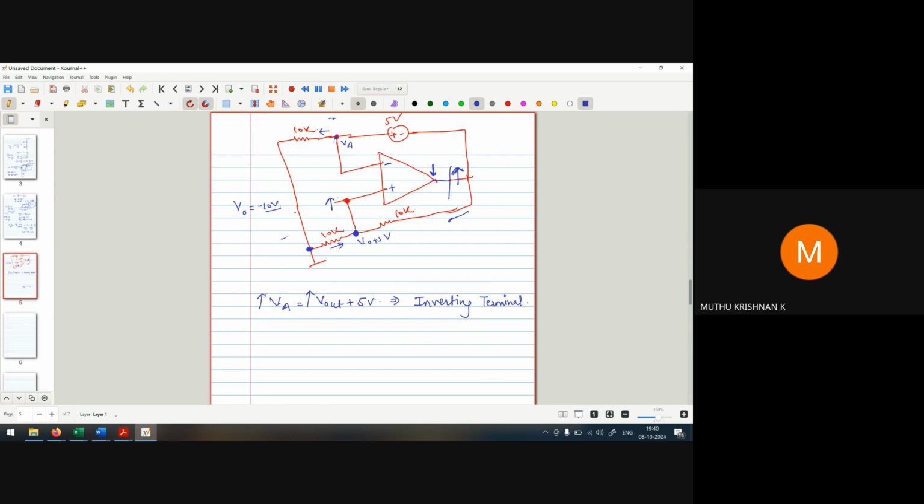Here, what is the voltage? I am not taking the virtual ground concept right now. What is the voltage here? VO by 2. And here, what is the voltage? VO plus 5. Which voltage is higher? VO plus 5. That means the effect of this voltage is higher as compared to this one. So to provide negative feedback, it is compulsory that this voltage will be reversed.